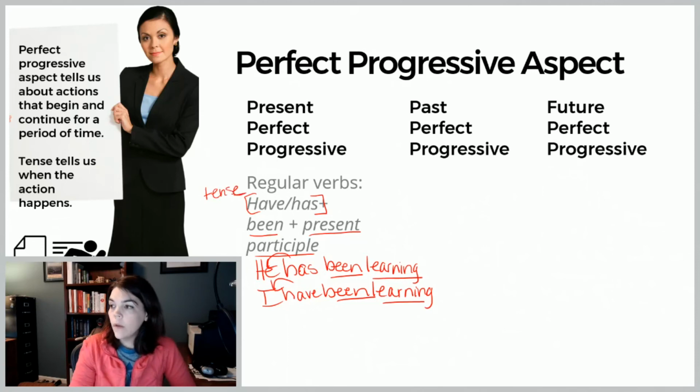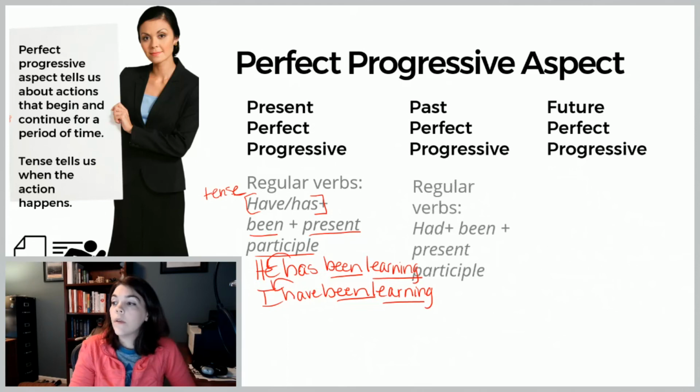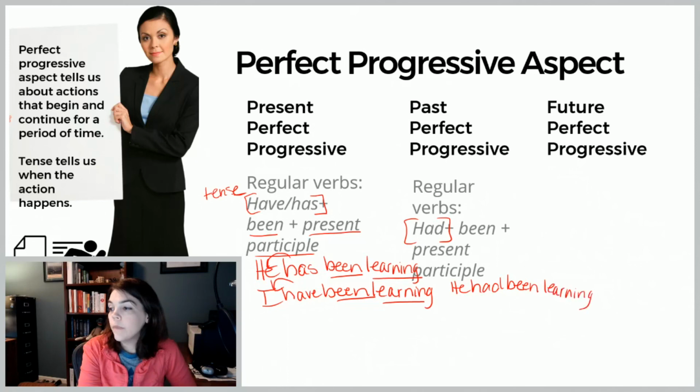Now think about past perfect progressive. There we only have had plus been plus present participle. Just like in the other tenses, there's only one way to show past tense on the verb have, and that's with had. So it's going to look the same. He had been learning. And I had been learning. Same thing.